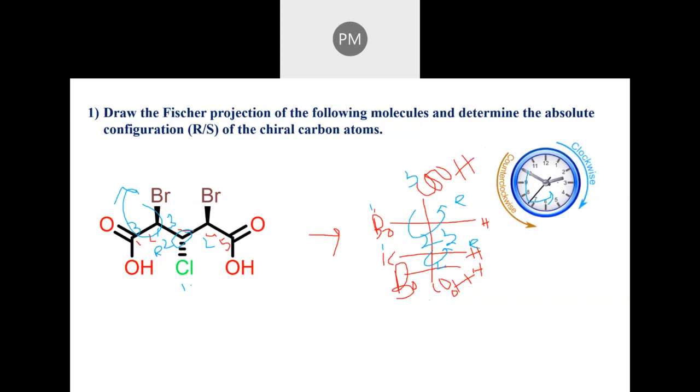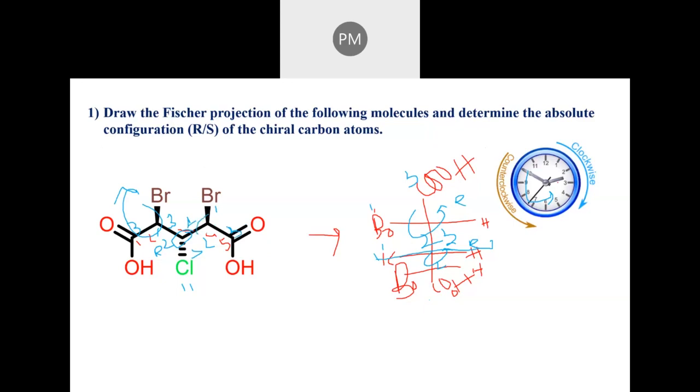Center. This center is the meso center, like this. There will be one sigma plane passing from here. So we check 1, 2, 3, the direction of rotation, S or R. And for the next case, this one will be our Br, this one will be OH, and this one C-Cl bond. So this one next, second, and this one is third.